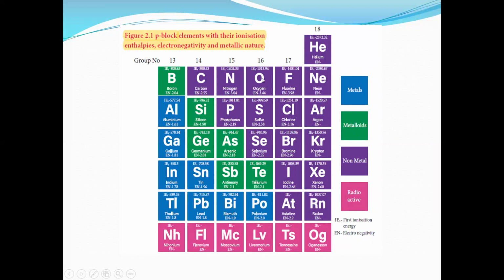Group 16 we call the oxygen group. Group 16 contains oxygen, sulfur, selenium, tellurium and polonium. Group 17 we call the halogens. The group 17 elements are fluorine, chlorine, bromine, iodine and astatine. Group 18 we call the inert gases or the noble gases. Group 18 contains helium, neon, argon, krypton, xenon and radon.